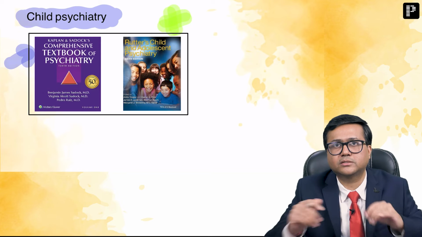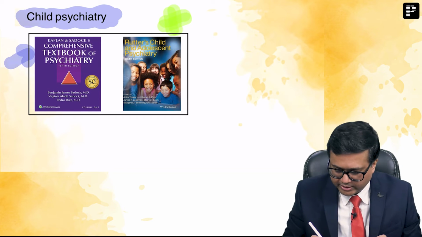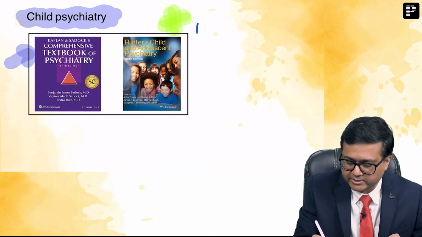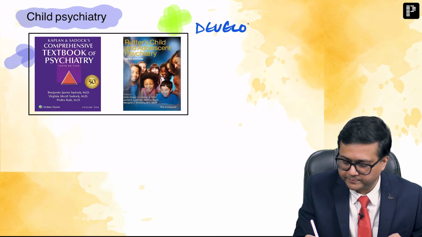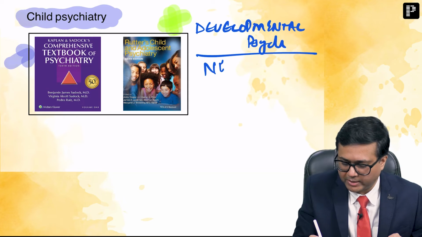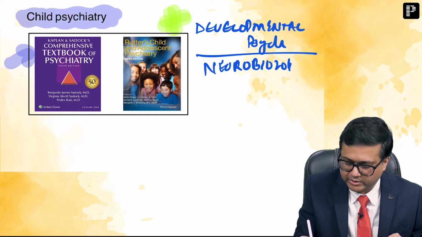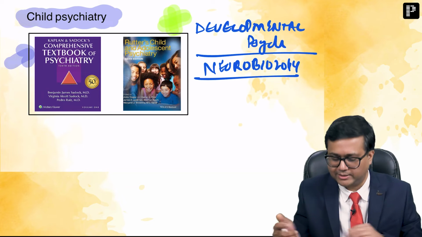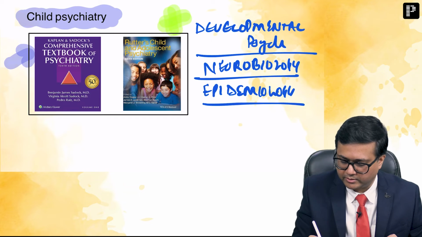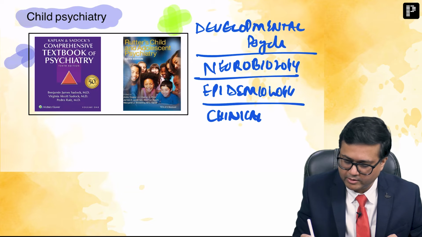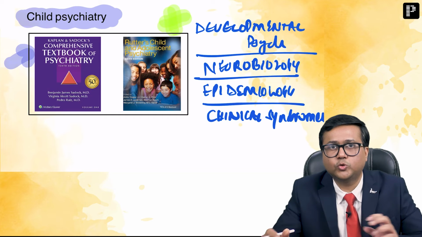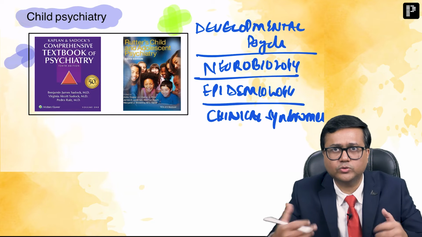Now when you read it, it is a bit differently organized. What they've done in Rutter's is that they have separately mentioned various topics. So you'll find topics such as developmental psychiatry. Then you will find topics such as neurobiology. So they have separately given these topics, and then subsequently described various disorders under it. Then you will find topics such as epidemiology, then clinical syndromes. So what you can do is, any topic which you are reading, suppose you're reading ADHD, you can just go through some of the important headings related to ADHD, so that you get a good idea.